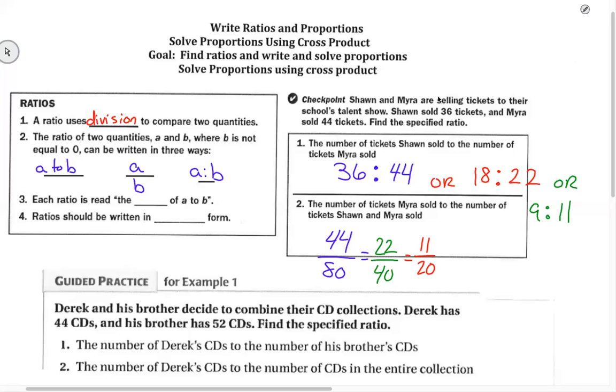These are all ratios. Ratios typically compare two things that are similar. For example, boys to girls, that's a ratio. They're both talking about people. In this case, Sean's tickets to Myra's tickets. They're both tickets. Classrooms to a building. They're both talking about rooms.